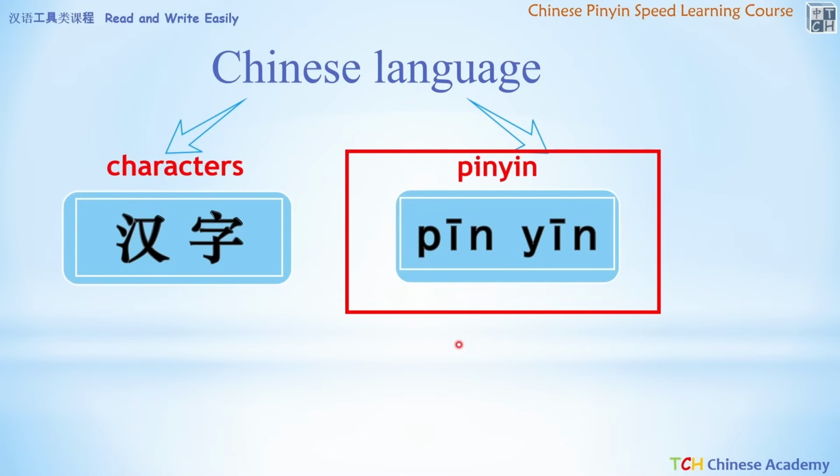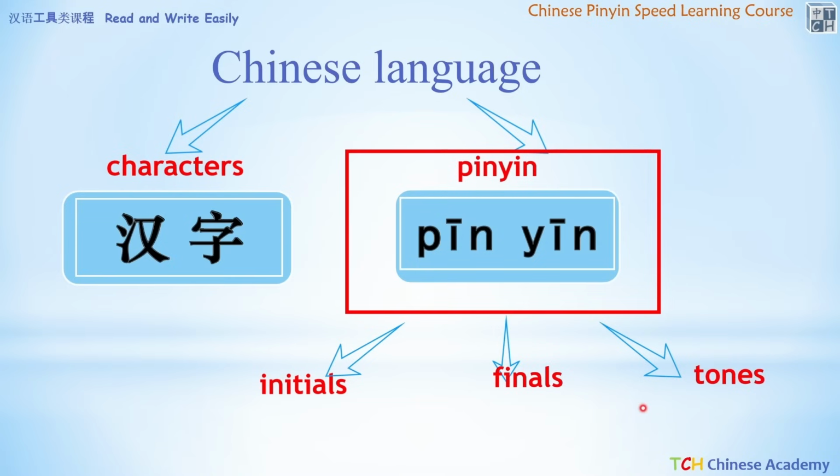Then what exactly is Pinyin? Pinyin is made up of three parts, which are initials, finals, and tones. And initials are 声母, and finals are 韵母, and tones are 声调. Now let's take a closer look at the pinyin.